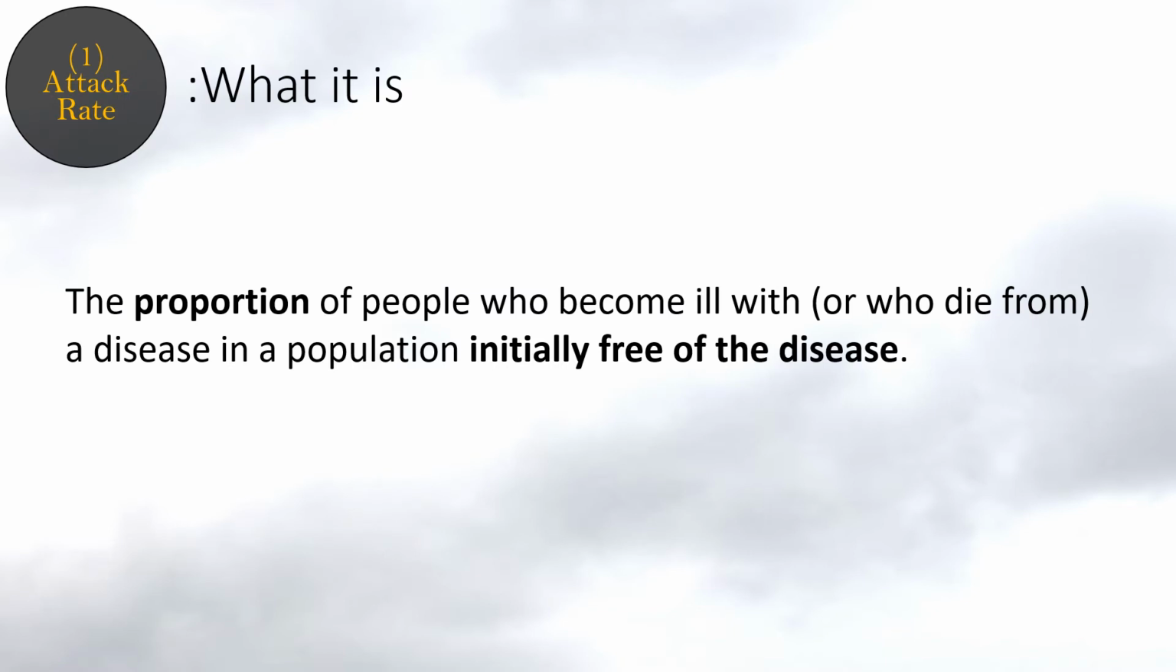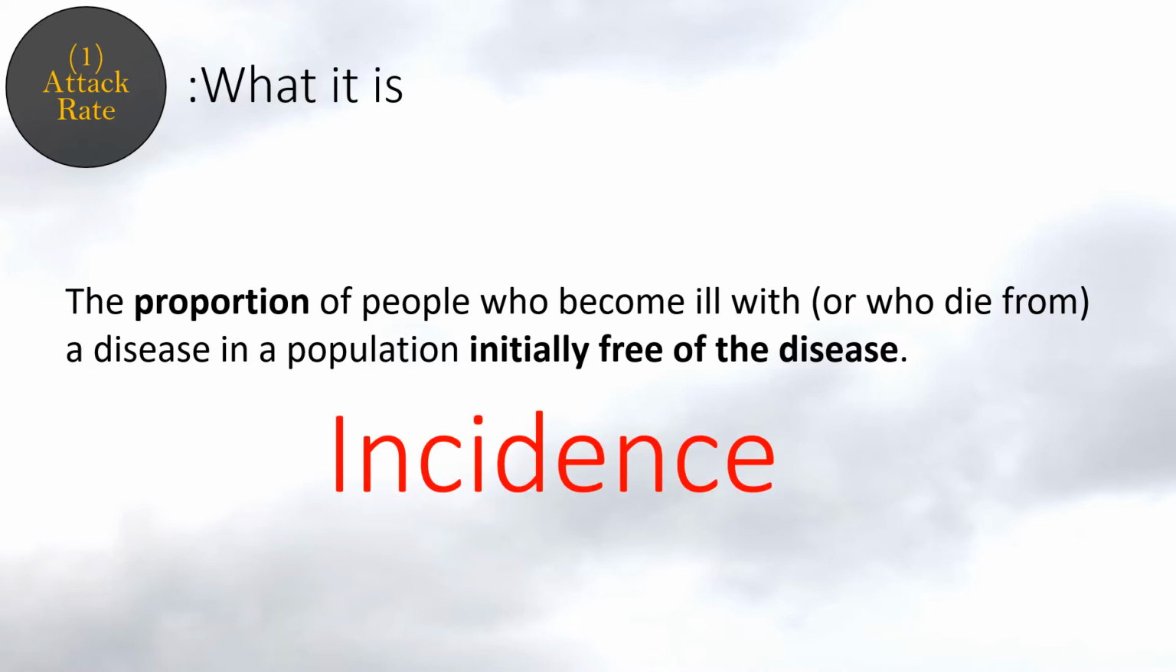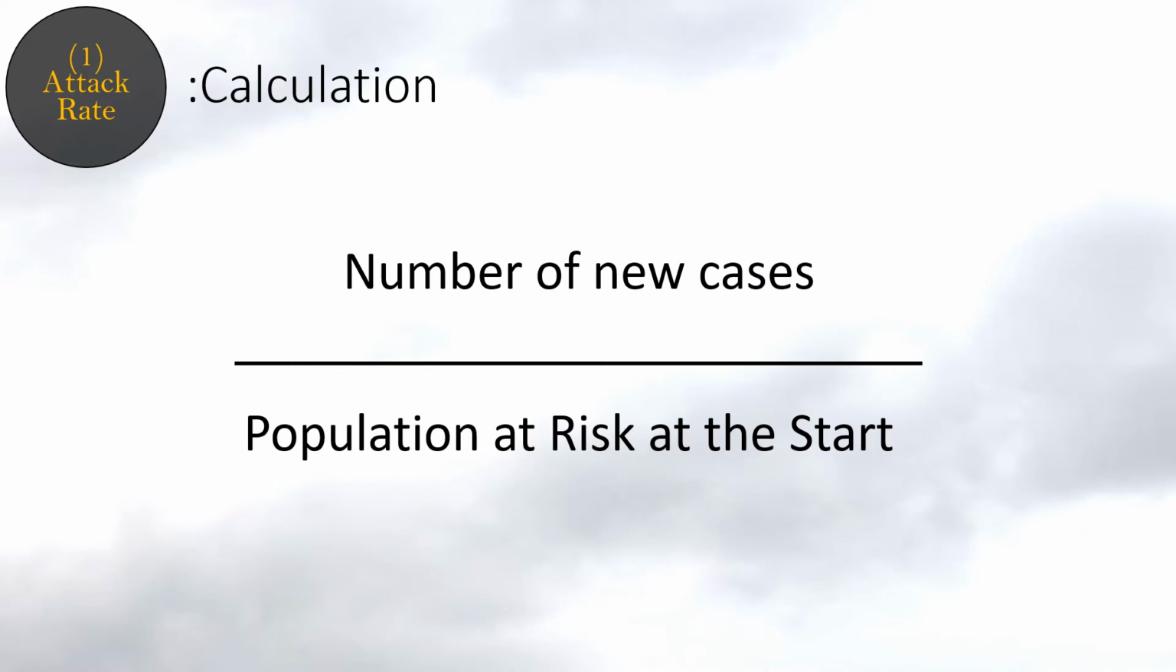Now the attack rate first is the proportion of people who become ill with or die from a disease in a population initially free of the disease. It is an incidence. It is the number of new cases divided by the total population at risk at the start.